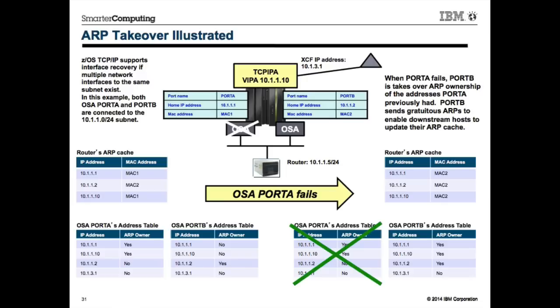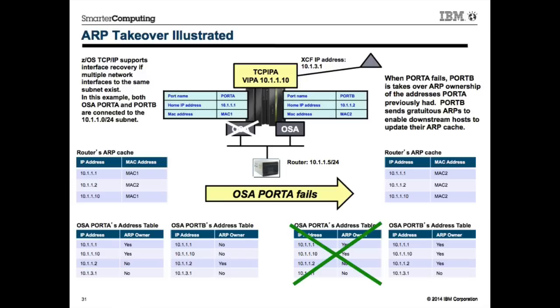And port A says I own the IP address 10.1.1.1 and I own the address 10.1.1.10 because it's a VIPA that was registered to me by the stack. I don't own 10.1.1.2 because that's the other OSA. OSA port B says I only own 10.1.1.2 and the other OSA owns 10.1.1.1 and 10.1.1.10.